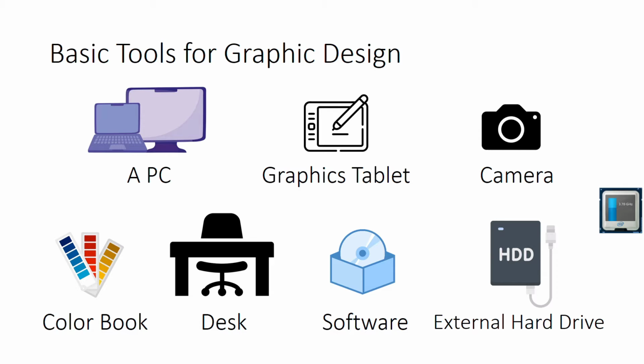A graphics tablet is optional. If you want to major in art illustrations, you need a graphics tablet. All right, so that's that. You need a camera to take photos of your samples or references or prototypes. You need a color book to match color, to be able to identify different colors and be more productive. You need a desk, of course. You need software. You need the external hard drive to back up your files.